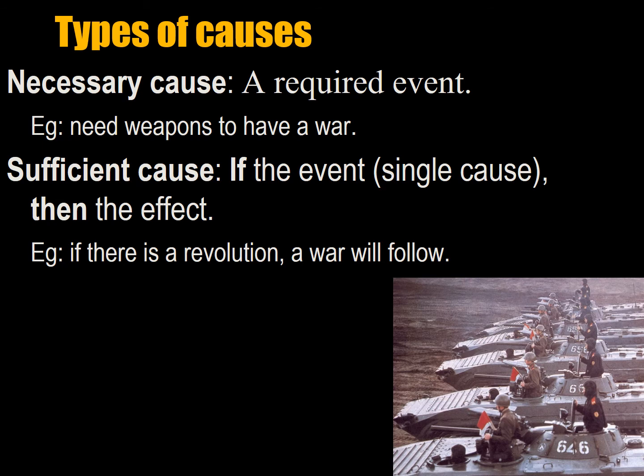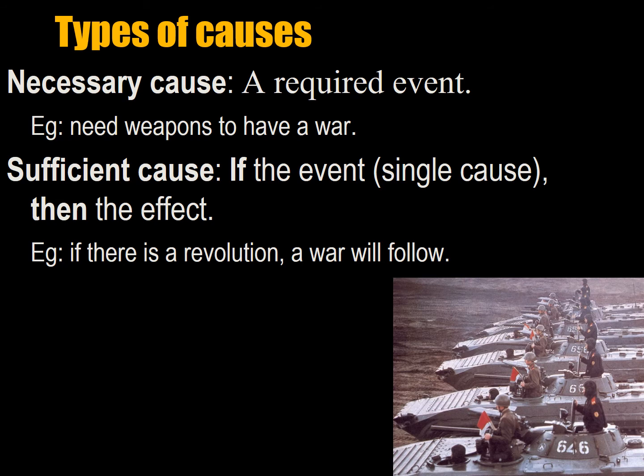Now, we need to know these two terms because they occur a lot in the literature. And there are two types of causes. They're ideal, which means we speak about them, but they almost never exist in the social sciences. But you should be familiar with what they mean. The first is a necessary cause.